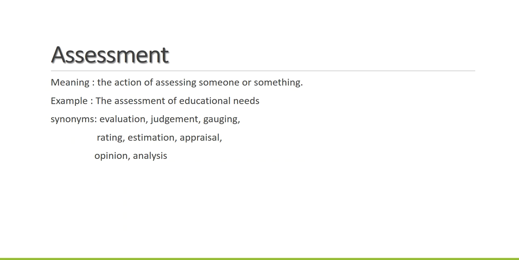And the next word is assessment, meaning the action of assessing someone or something. Example: the assessment of educational needs. Synonyms are evaluation, judgment, ranking, rating, estimation, appraisal, opinion, and analysis.